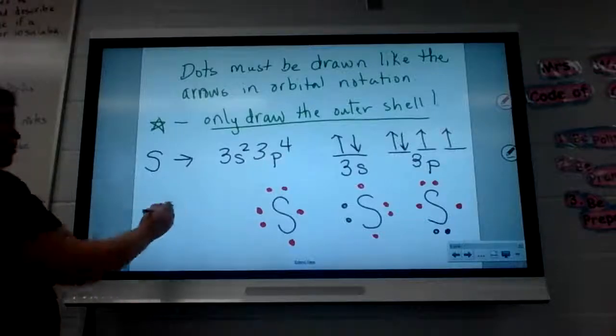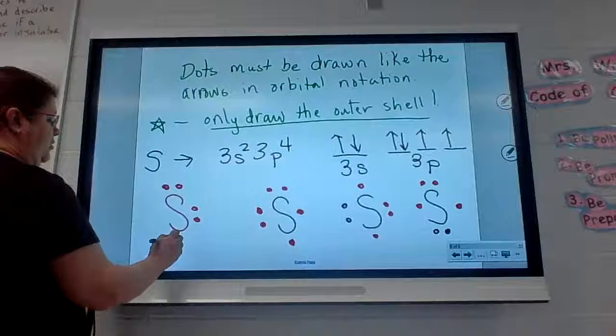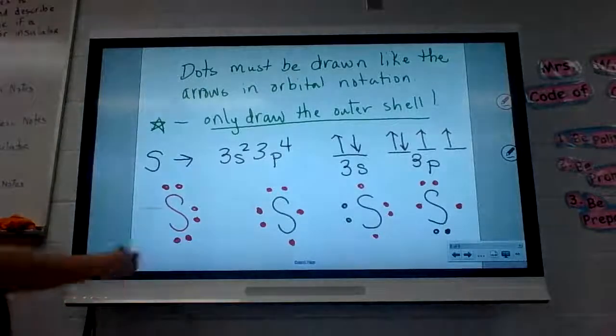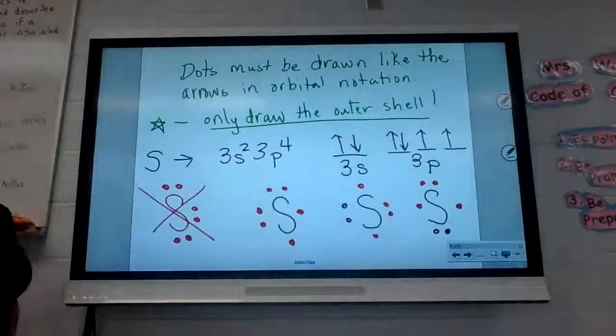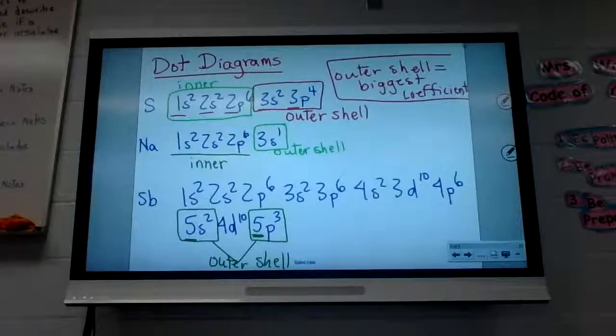So, if you drew this because you knew there were 6 outer shell electrons, would that be okay? No. This would be wrong. Okay? Is everybody okay with that? Okay. So, if we do the next one. The next one's really easy.